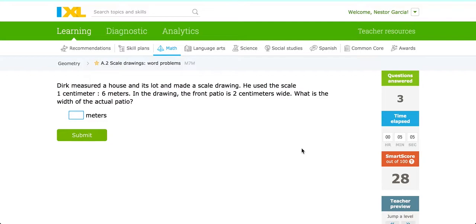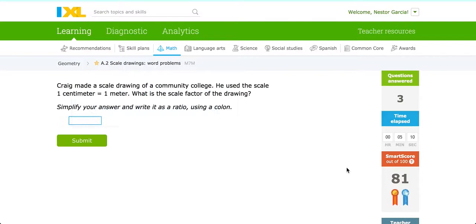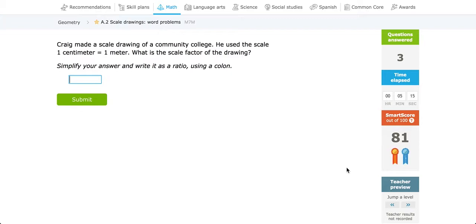Let's skip forward to another type of problem. Now, when you get to these type of problems, Craig made a scale drawing of a community college. He used the scale 1 centimeter equals 1 meter. What is the scale factor of the drawing? In these problems, what you'll notice is we have two different sets of units, yet we have to create a ratio in one unit. 1 centimeter over 1 meter.